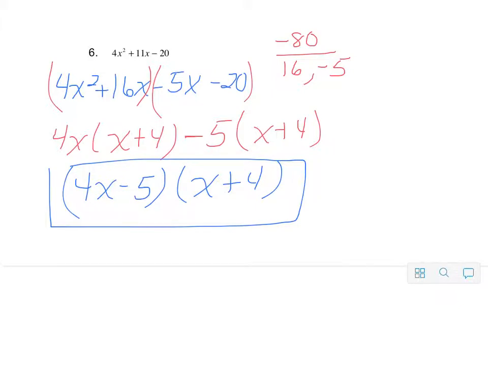I hope this helped you a lot with when you're factoring a trinomial that has a leading coefficient greater than 1. Again, please take your time and review the video as many times as you need to.